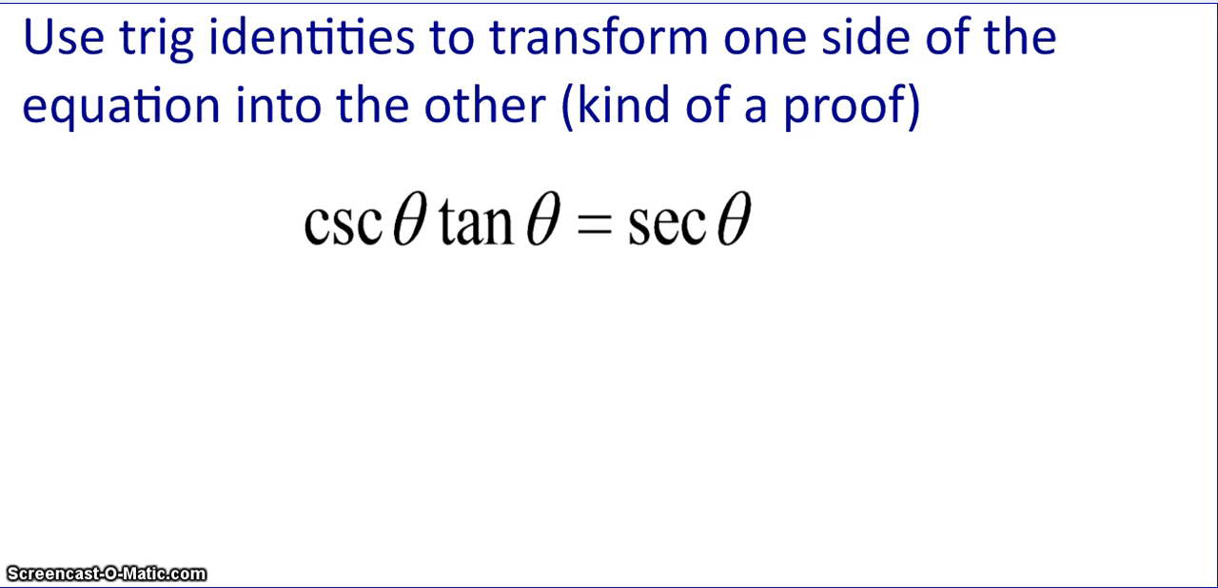But it's basically like doing a proof, except you don't need to explain your steps as long as they make sense. So what we're going to do is use trig identities to transform one side of the equation into the other. There are many ways on a lot of these problems in which you can go about doing this. Some are going to be more efficient than others. So basically I have this equation here. I'm trying to prove that it is an equation. So the first thing I need to do is pick one side and only work with that one side.